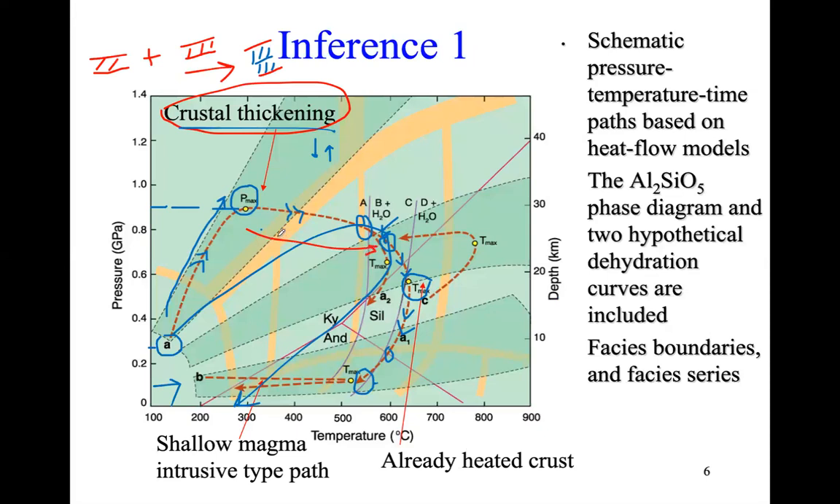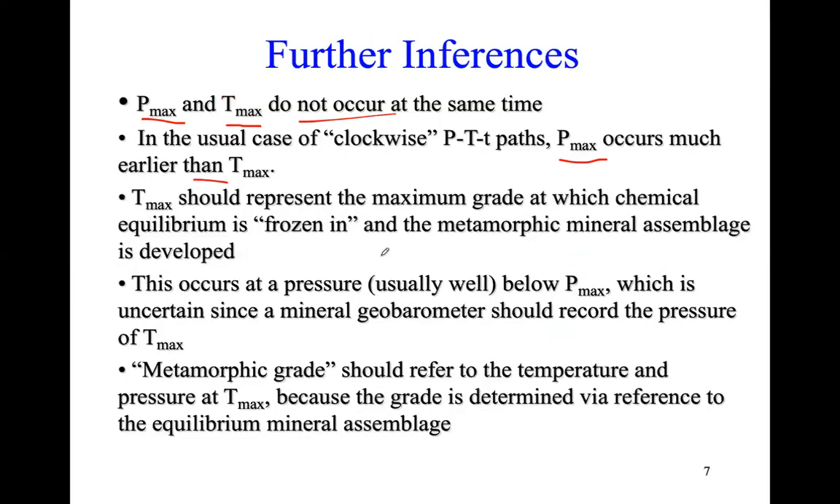So this is the time span for Pmax and Tmax, right? So sorry, here. So Pmax is much earlier, but mostly that is what is happening. But in some paths like what I explained here, Pmax and Tmax can be close by also, right? It all depends on the tectonic situation of the area, right? But in general, the usual case in clockwise PT paths, you can expect Pmax to occur much earlier than Tmax.